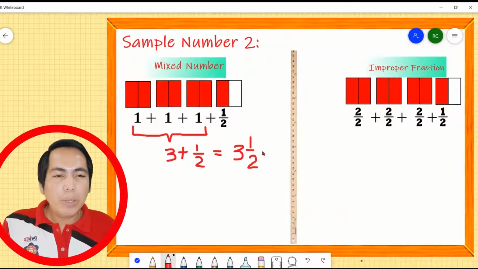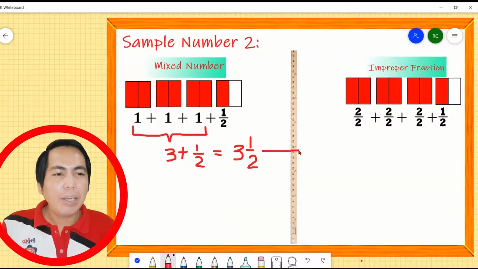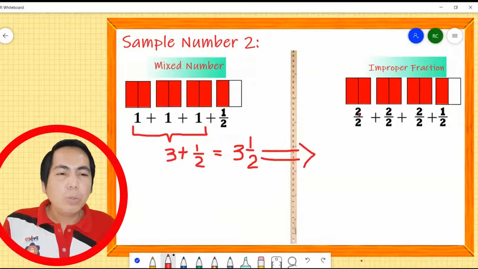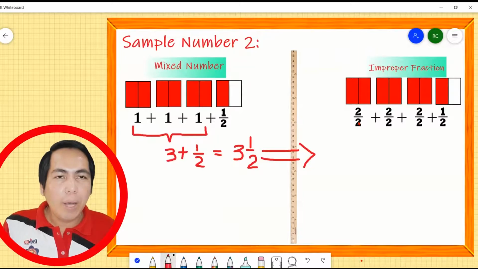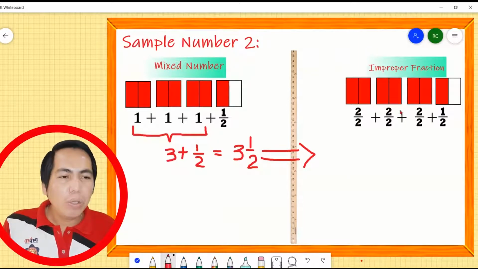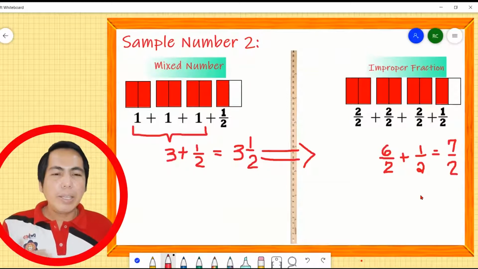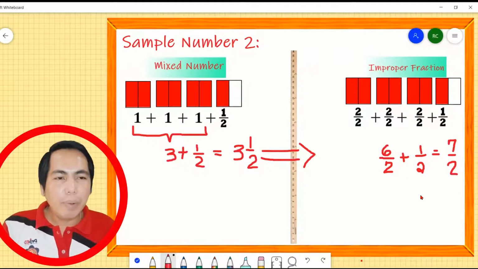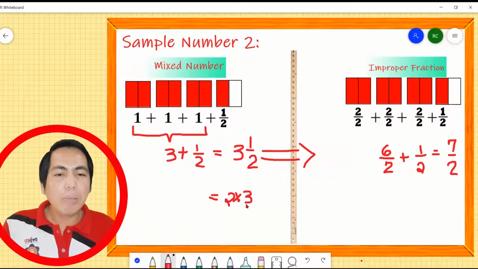Now, how are we going to write 3 and 1/2 in improper fraction form? 2 halves is equivalent to 1 whole. So we have 2 halves plus 2 halves plus 2 halves, which will give us 6 halves, plus the 1/2 will give us 7 halves. So in other words, 3 and 1/2 written in improper fraction form is 7 halves. How are we going to rename 3 and 1/2 into 7 halves? Again, we have to multiply the denominator 2 by our whole number 3. So 2 times 3 will give us 6, plus the numerator 1 will give us 7.